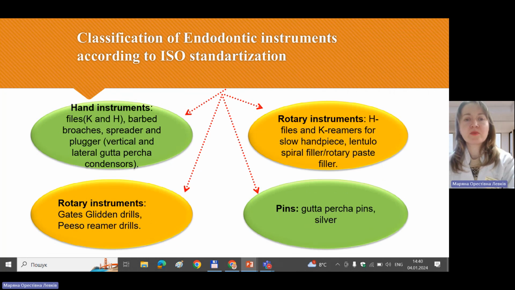Classification of endodontic instruments according to the International Standard Organization is subdivided into such types. Hand instruments: here we have files, K and H, barbed broaches, spreader and plugger, vertical and lateral gutta-percha condensers. Rotary instruments such as Gates Glidden drills, piezo-reamer drills, H files and K reamers for slow handpiece, lentulo spiral filler, rotary paste filler, and pins, gutta-percha pins.